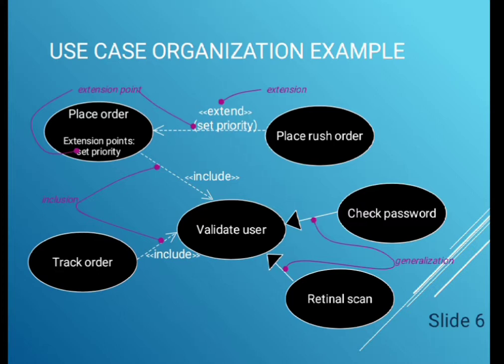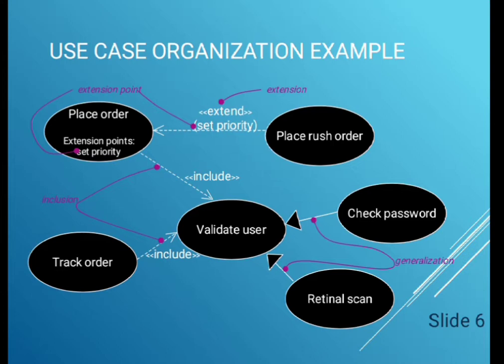In this example, we see a scenario of use cases. Here, place order, place rush order, track order, validate user, check password, and retinal scan are all use cases. There are stereotypes used for extends and include, and these two are used for extends and includes. This symbol is nothing but the generalization.